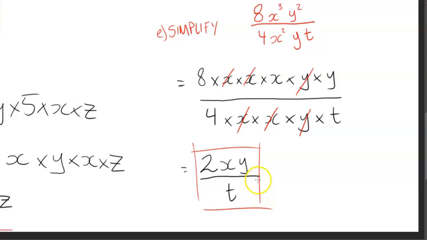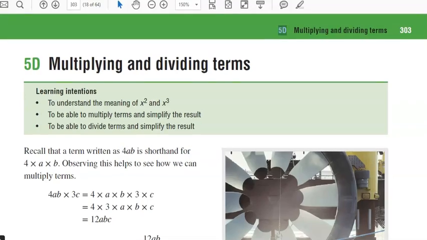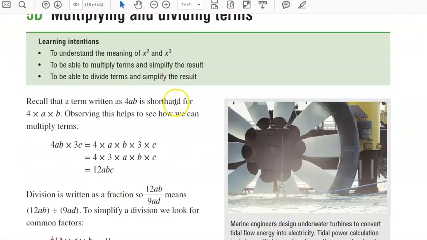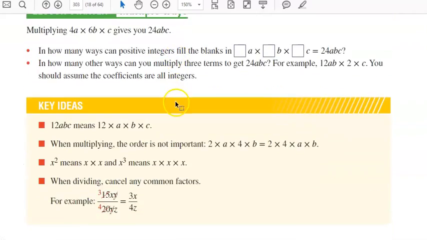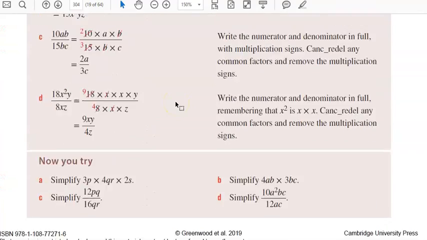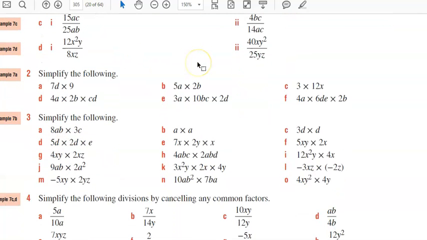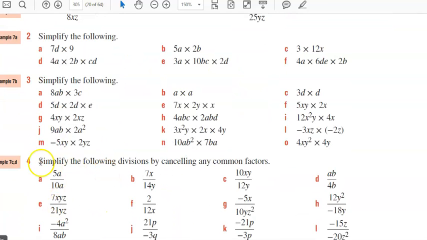So go ahead and attempt the questions from the textbook. Remember, the textbook can be found within the Compass Resources tab. You can see the Chapter 5 Algebra textbook. This right here, multiplying and dividing terms, is page 303. And the questions that you'll need to be doing, which you can see within the weekly planner, which is in Compass as well, is only questions 1, 2, 3, and 4.